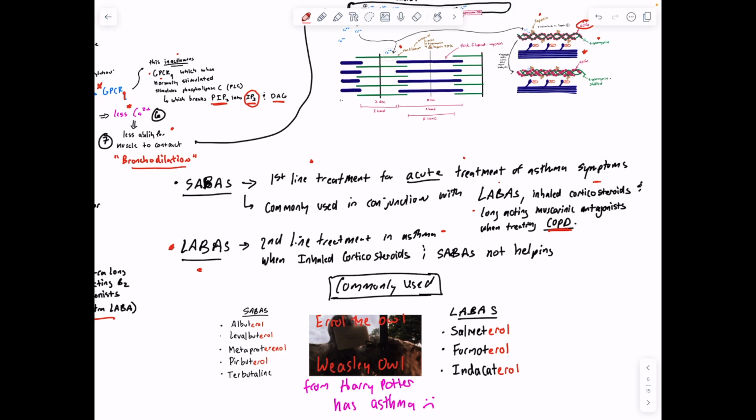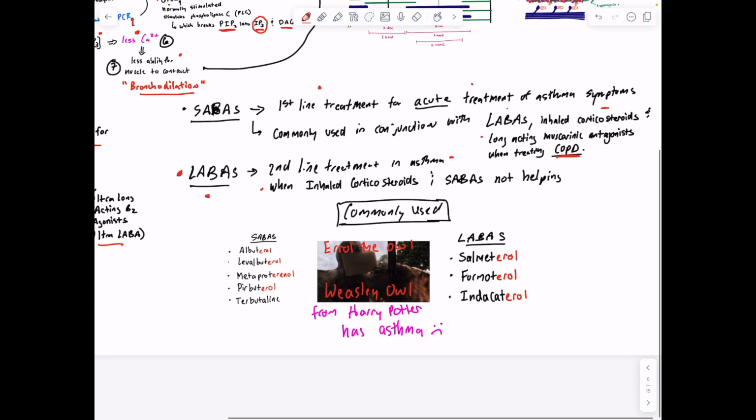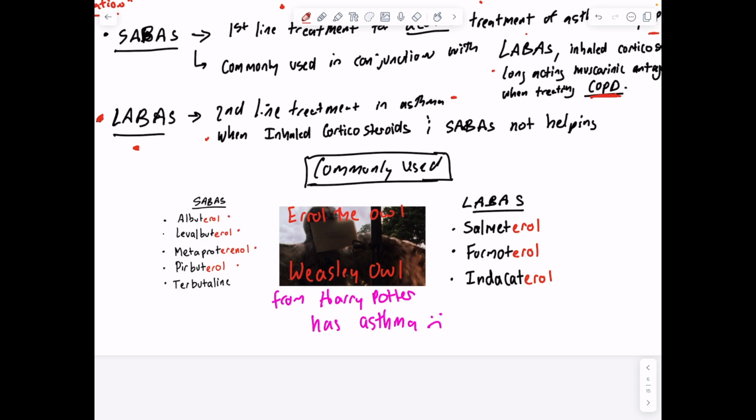They're used generally when inhaled corticosteroids and SABAs are not helping. So what are they? Well, the nice thing is they generally end in -erol, and so we have our SABAs: albuterol, levalbuterol, metaproterenol, pirbuterol, terbutaline is our exception, and then for our LABAs we have salmeterol, formoterol, and indacaterol.